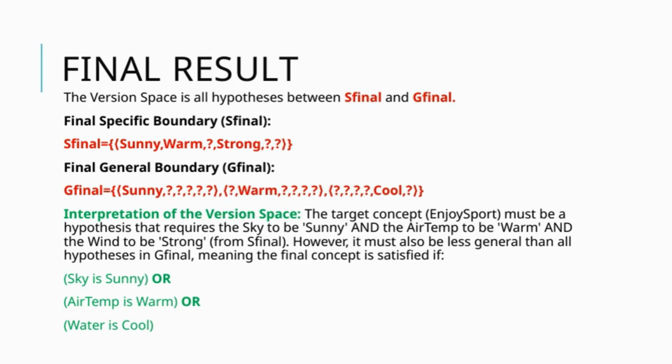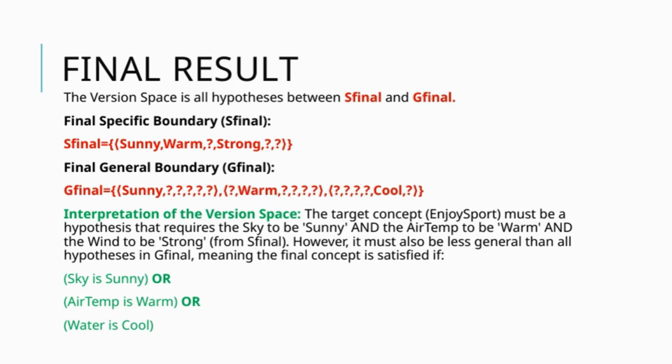Next, we have the final general boundary, G-final, which consists of 3 hypotheses. One states that the sky is sunny. Another specifies that the air temperature is warm. And the third indicates that the water is cool. Together, these G hypotheses define the broadest constraints that are still consistent with our data.